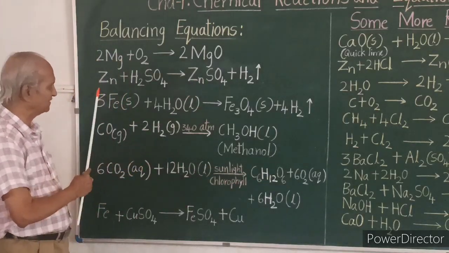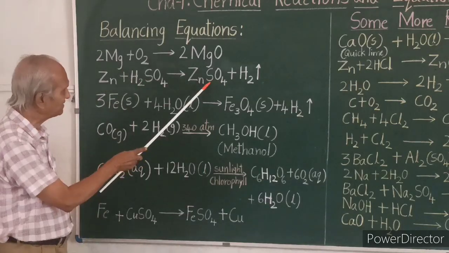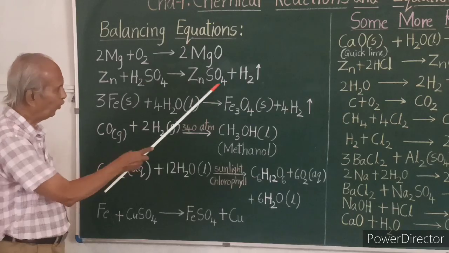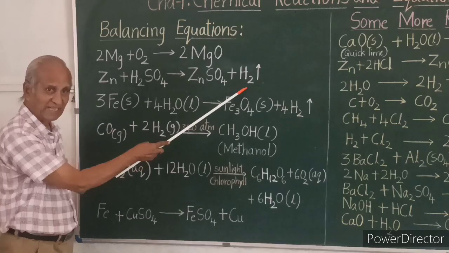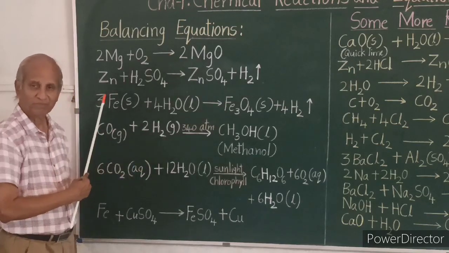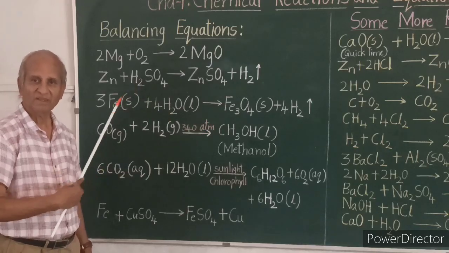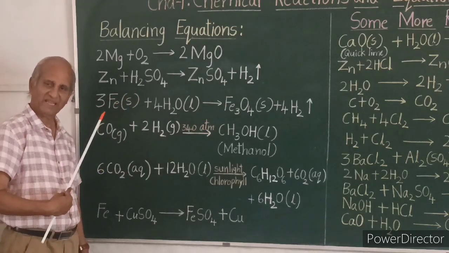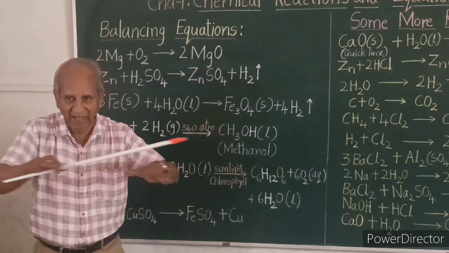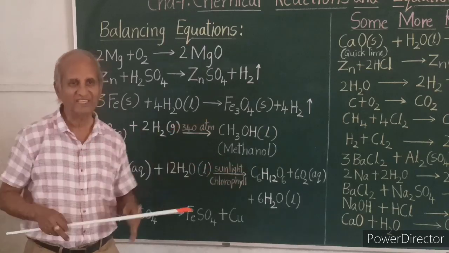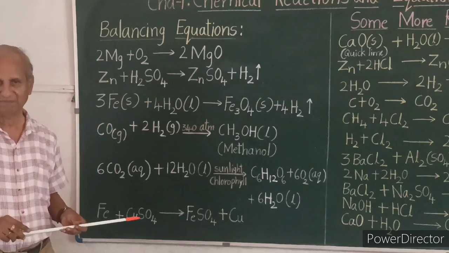ZnSO4. Zn is here, balanced. Nowhere else do you have zinc. Then S is here. O4 is here. Where is H2? It got released as gas here. H2 is here. So no atom is lost, no atom is gained, on the reactant side and on the product side. The equation is a very well balanced equation. We need not add any coefficient here.